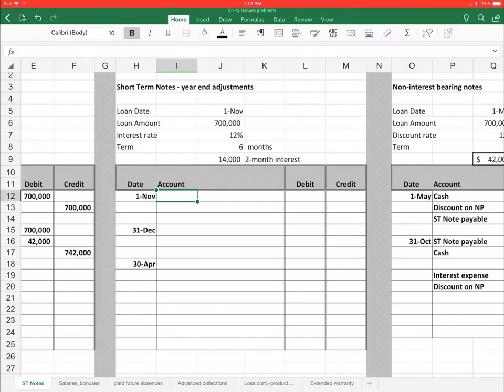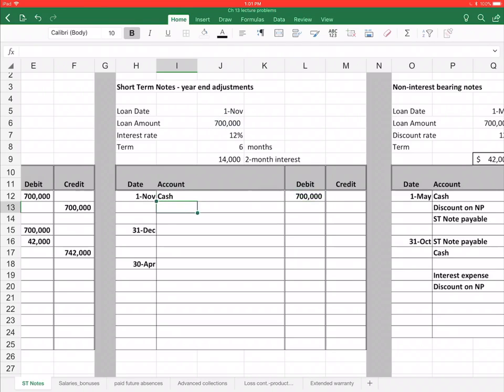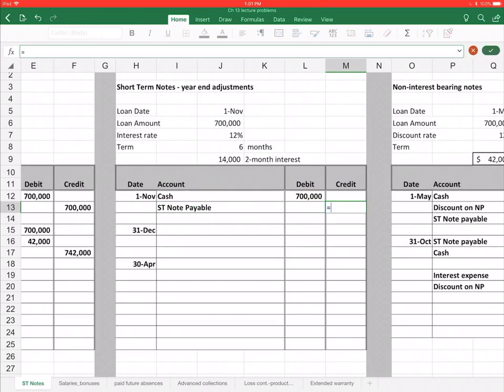So what we have received in this transaction is going to be cash. So I'm going to debit cash for the full $700,000 amount of the loan, and then I'm going to credit short-term note payable. I'm abbreviating short-term note payable, again, for the $700,000. So that would be the entry that we would make on the initial day that we take out this loan.